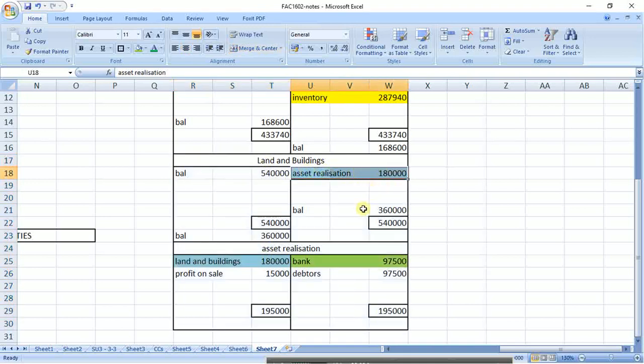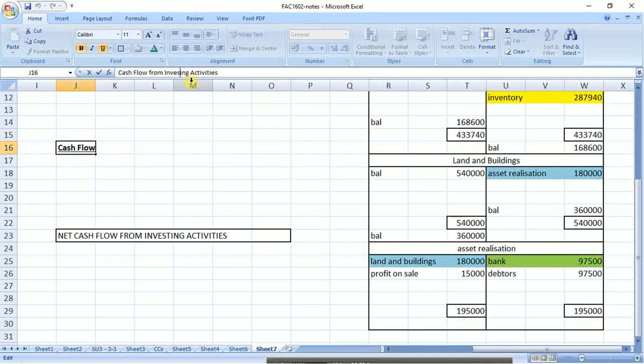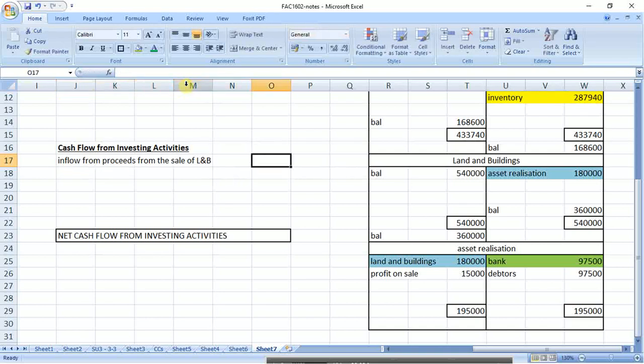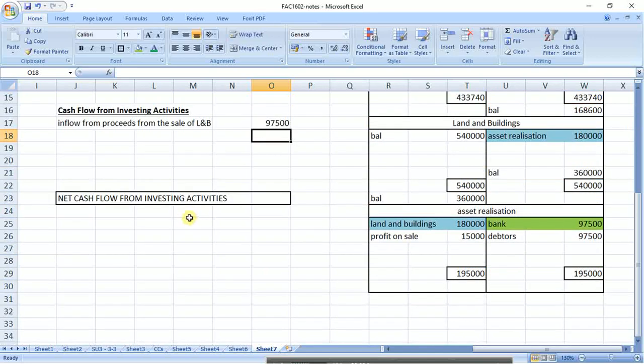Land and buildings, I sold a portion of it. I made a profit on some of it, and half of it was bank, half of it was credits. That's what happened. Okay, so now this 97.5 is going to go where? Goes on the cash flow from investing activities. Good. So once you get that, that's the tough part. The easy part is just getting the mark for it. So here in investing activities, I'm going to put inflow from proceeds from the sale of land and buildings. I'm just going to abbreviate LMB, it's shorter. And the amount equals that figure there. Got that? All right, next.